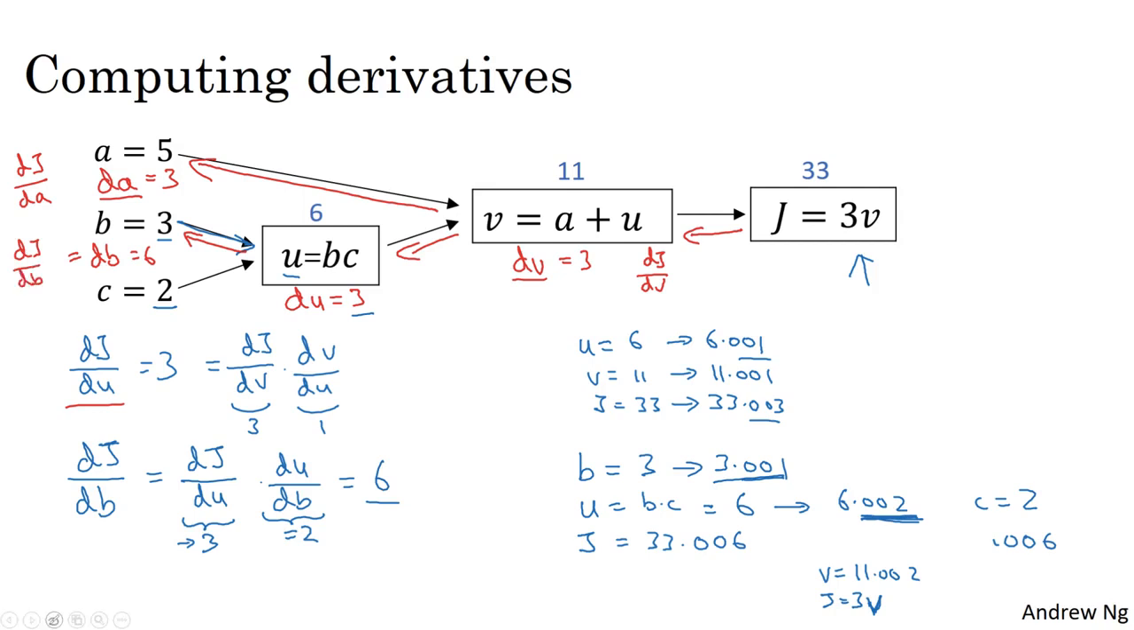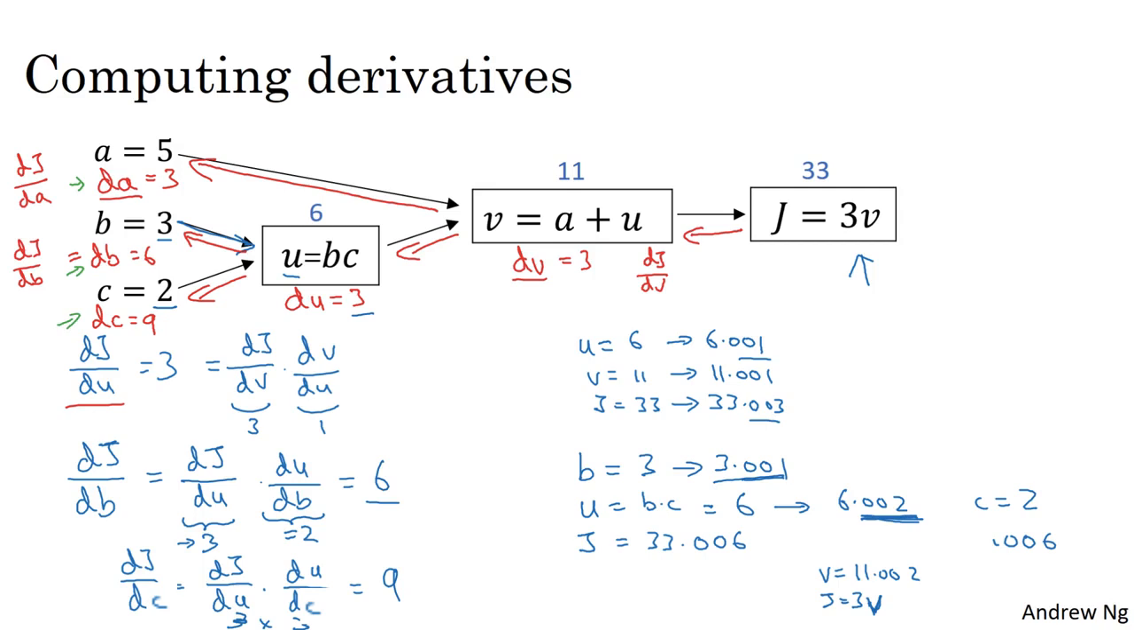And I won't go through the last example in great detail, but it turns out that if you also compute dj dc, this turns out to be dj du times du dc, and this turns out to be 9. This turns out to be 3 times 3. I won't go through that example in detail, but through this last step, it is possible to derive dc. So the key takeaway from this video, from this example, is that when computing all of these derivatives, the most efficient way to do so is through a right to left computation, following the direction of the red arrows.